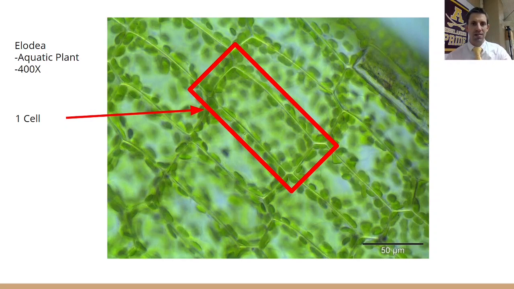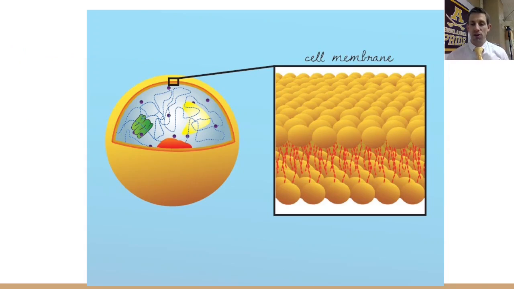But really what I want you to focus on is the line that makes up the outside of it. That's the cell wall. Now, that's not the main feature that we're going to focus on today, but what we're going to look at is something called a cell membrane.